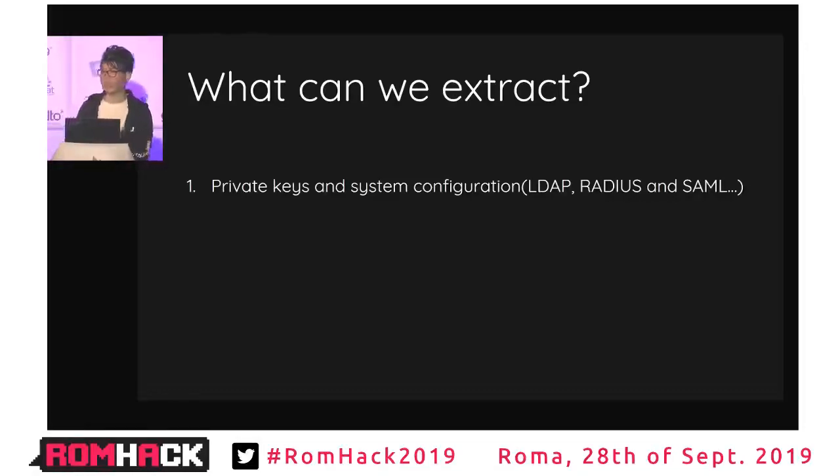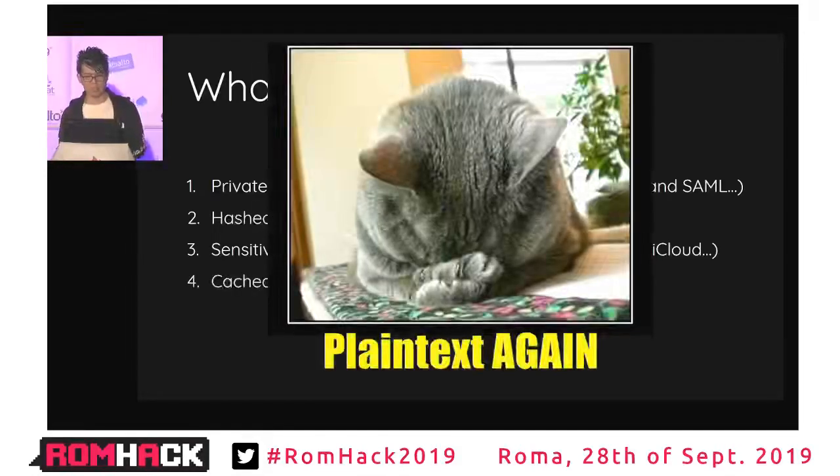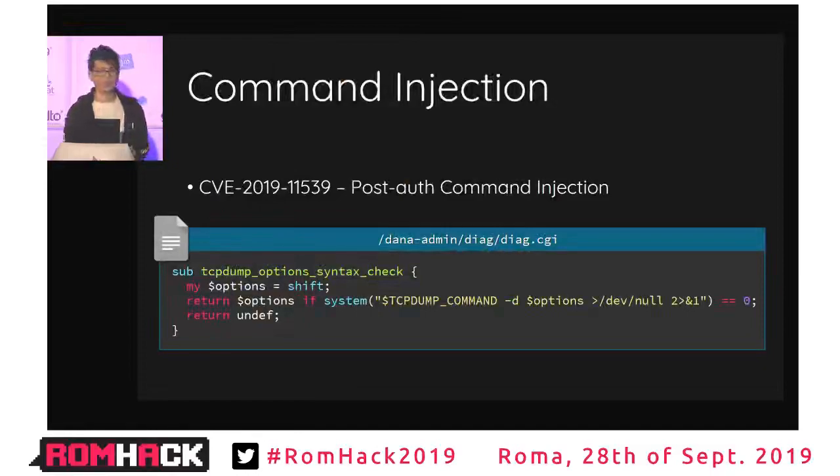We can also get important configurations, such as the RADIUS and LDAP password, and all users' password hashes and sensitive cookies, which are cached in the web VPN, like Google, Dropbox, and iCloud. The last and the most important is, yes, plaintext password again. For now, we get a credential, so we are able to access the corporate network easily.